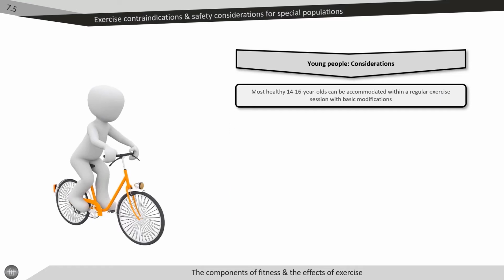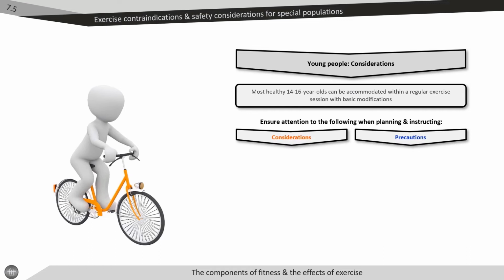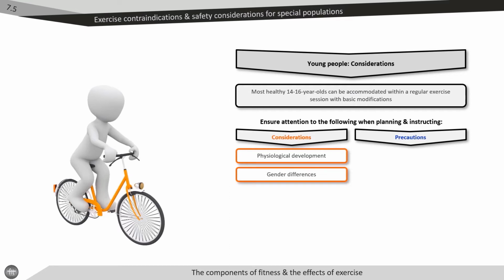Healthy 14 to 16 year olds can be accommodated with regular exercise sessions with basic modifications. However, attention to the following considerations and precautions of this population group needs to be considered. In respect to considerations of young people, changes to an individual's physical development should include suitability of some equipment due to shorter limb lengths. Gender differences in strength and training preferences, along with the suitability of equipment relative to the goal and fitness, should also be considered.